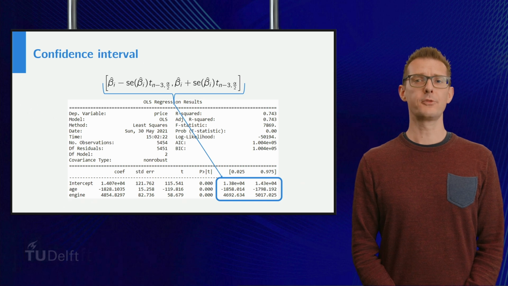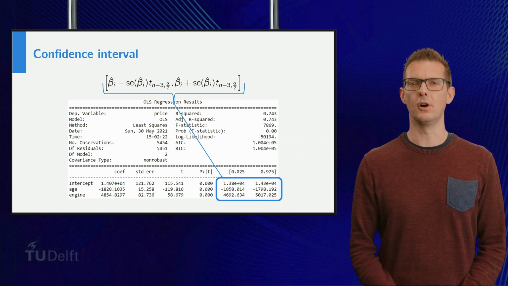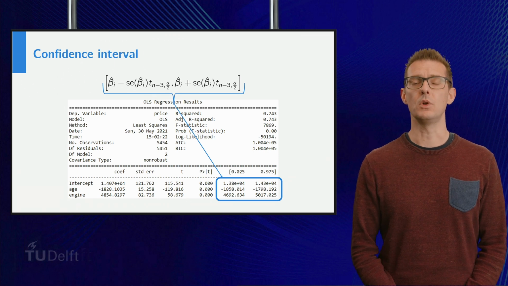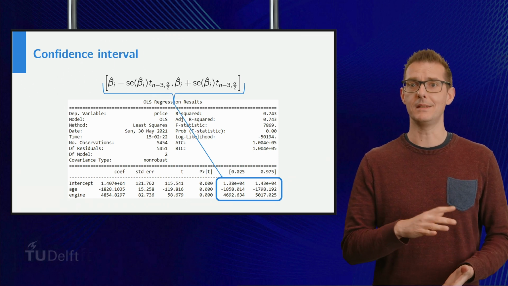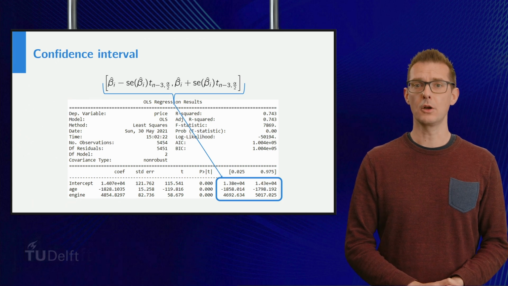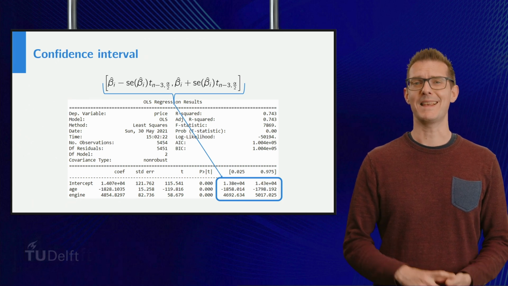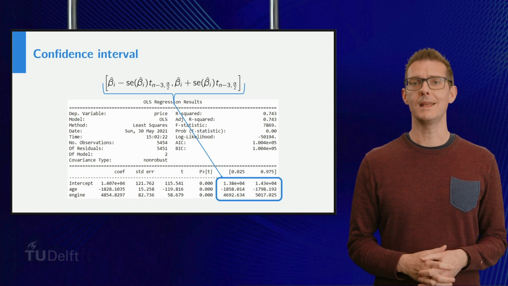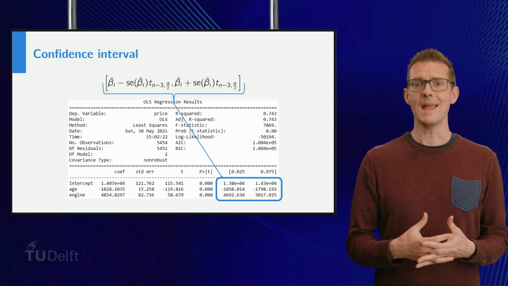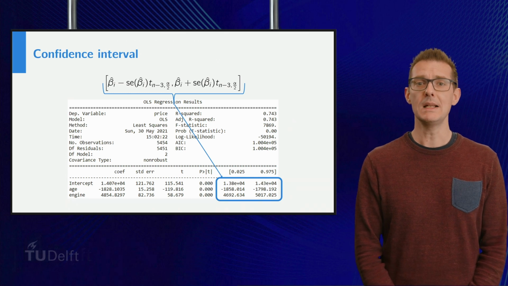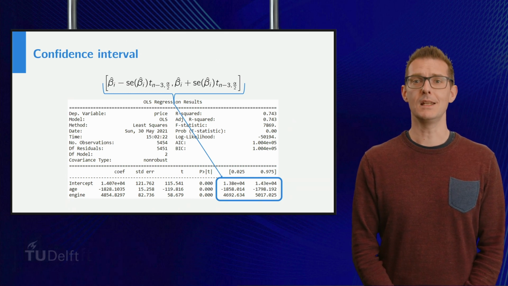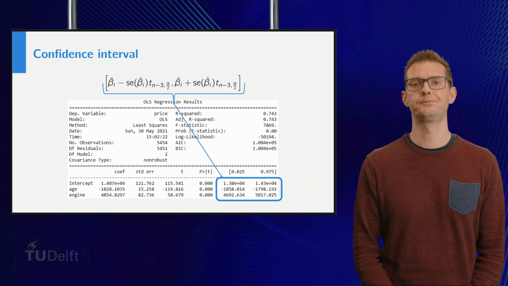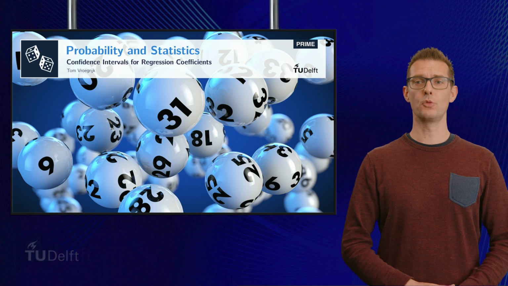Now, imagine for a moment that this confidence interval included the number 0. If that were the case, we wouldn't be able to say with 95% confidence that engine size has any effect on the car's price. A confidence interval that contains 0 indicates that the relationship is not statistically significant at the 95% confidence level.